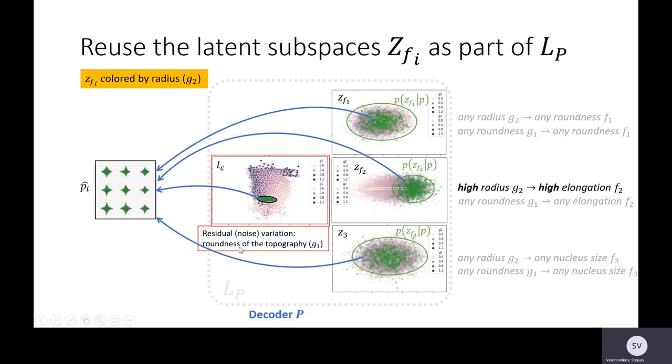So since the roundness of the topography had no influence on cells on any feature, so f1, f2, f3, there was no relationship tied to roundness. So the L epsilon space is structured according to the roundness feature.